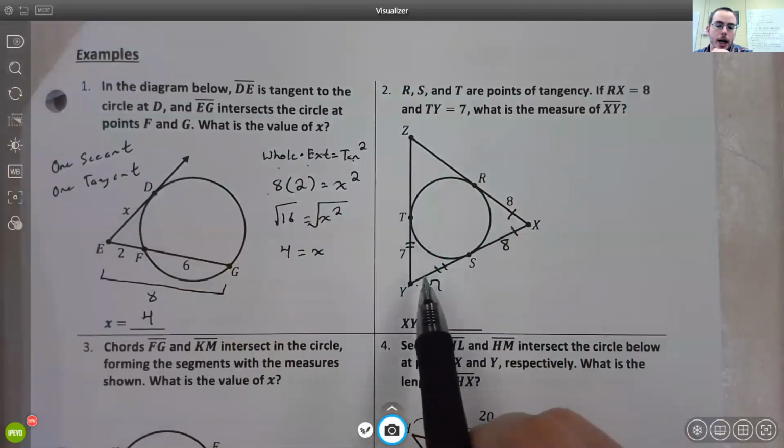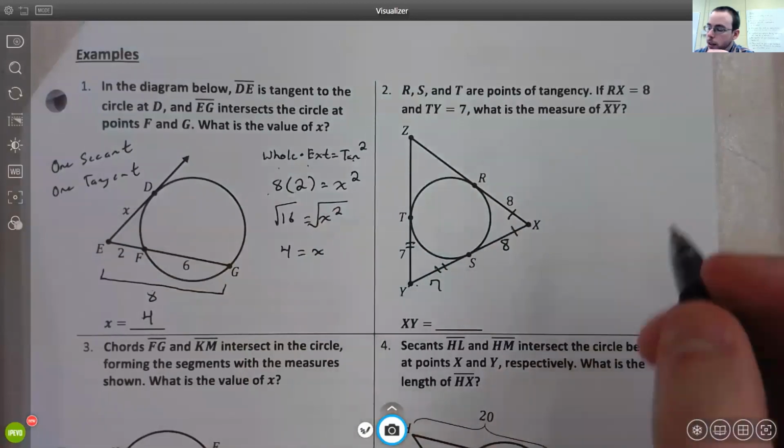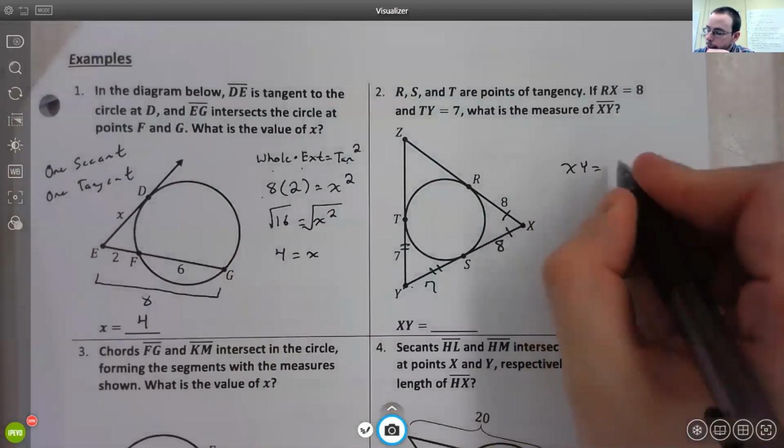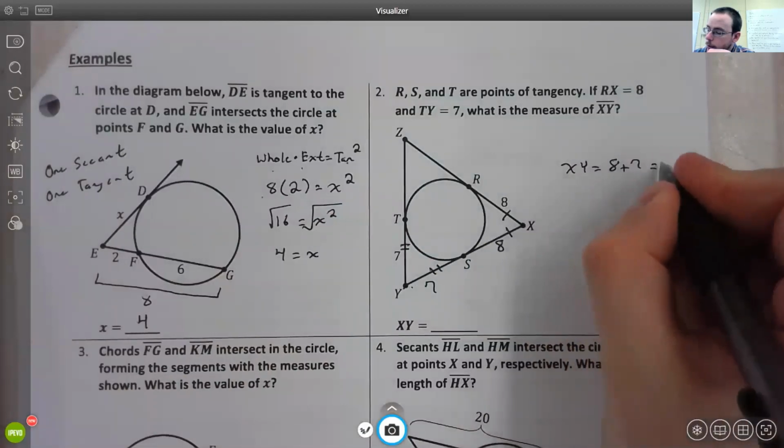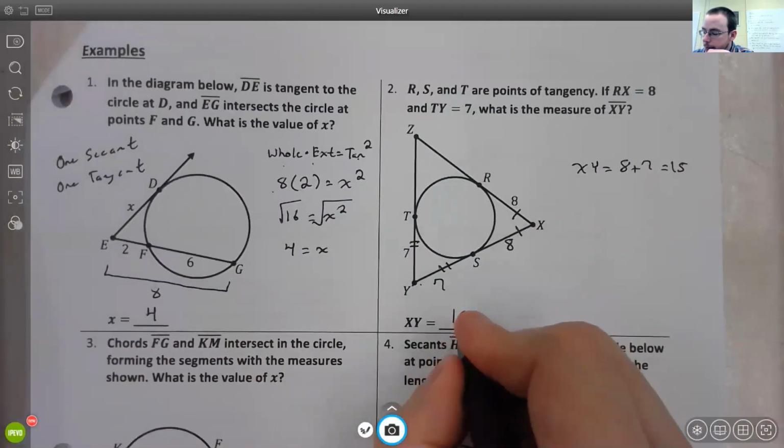So now we know what YS is and what SX is. So XY is simply 8 plus 7, which is 15.